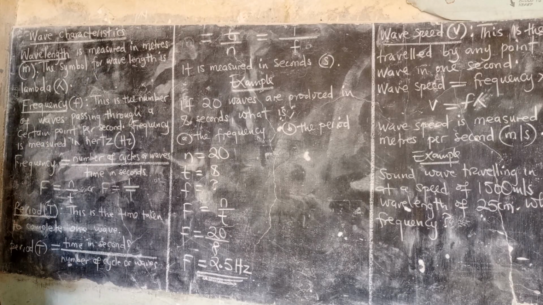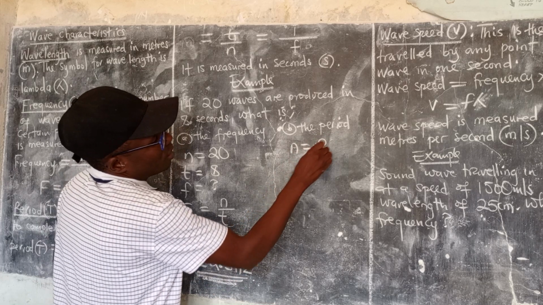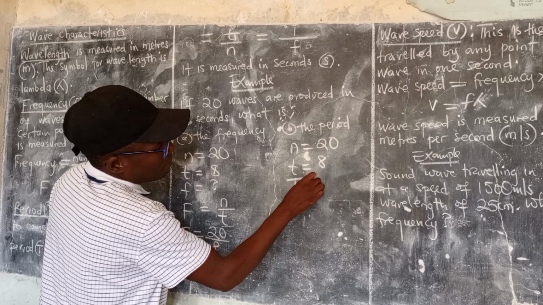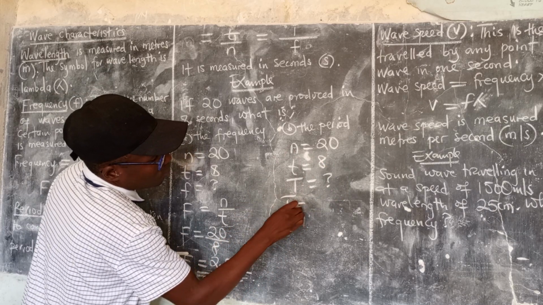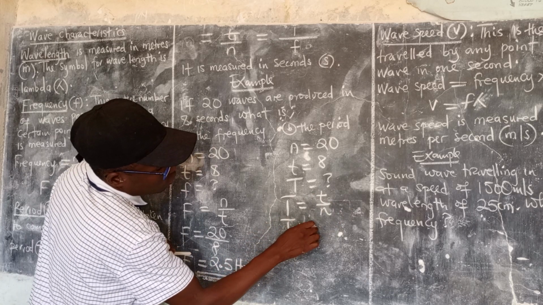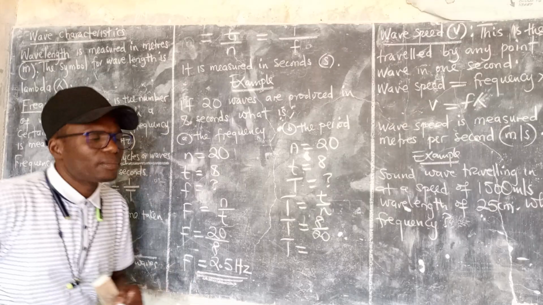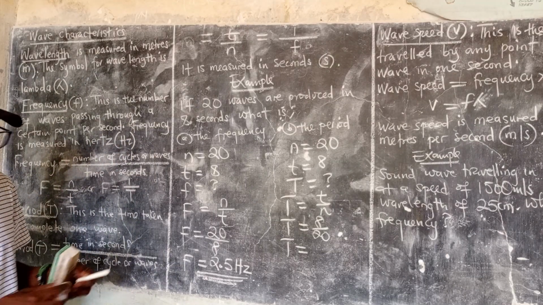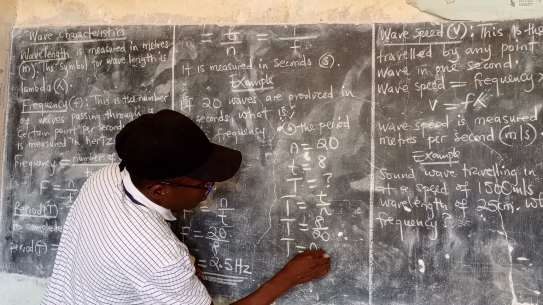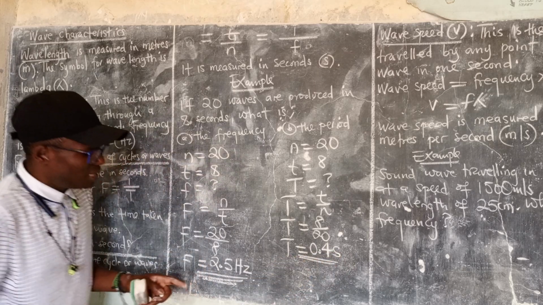Then we come to period. Period is simple again. We know the number of waves. How many waves do you have there? 20. In how many seconds? 8. What about T capital letter? You don't know. So T capital letter is equal to what? T small letter over what? N. Which is T is equal to 8 divided by 20. Now what is 8 divided by 20? 0.4 seconds.